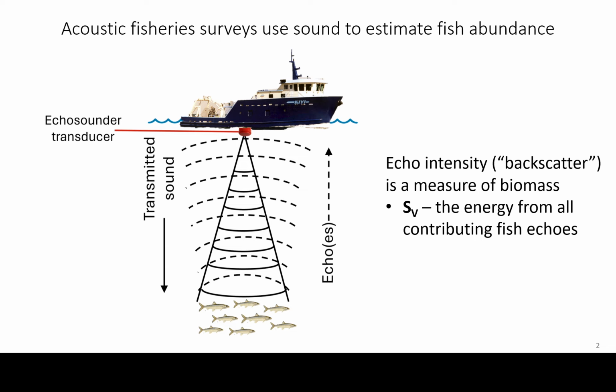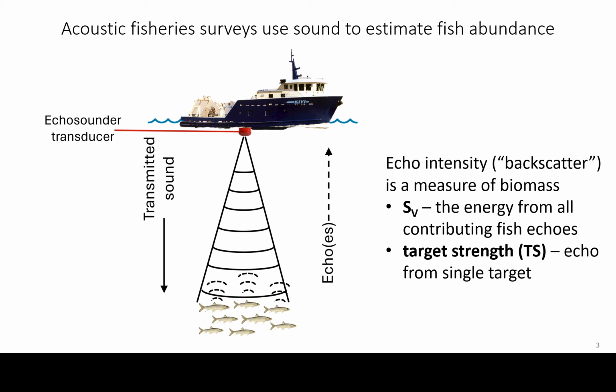So acoustic fishery surveys, as we've talked about for the past few talks, are commonly used in the Great Lakes to estimate fish abundance. And we get estimates of echo intensity, backscatter. That is the echo of the sound we transmit into the water column back to the transducer located at the vessel at the surface. You get measurements of the total amount of energy coming back, as well as the target strength from individual fish in the water column.